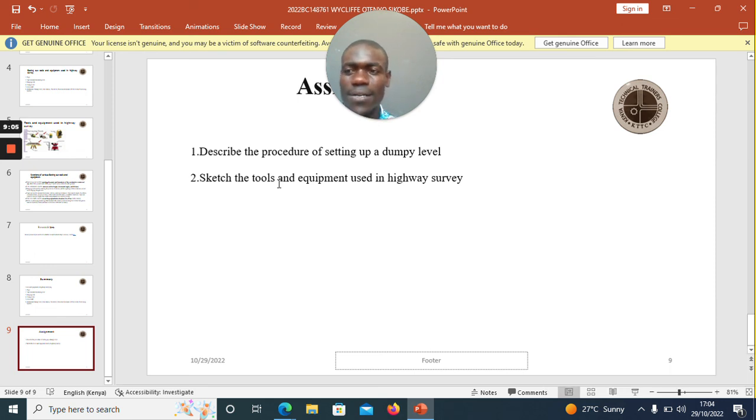Question number 1, describe the procedure of setting up a dumpy level. Remember, a dumpy level is one of the instruments that we use when setting out. Question number 2, sketch the tools and equipment used in highway survey. That is your assignment. You do it individually. The class rep to collect the assignment and submit to me before we meet the next lesson.